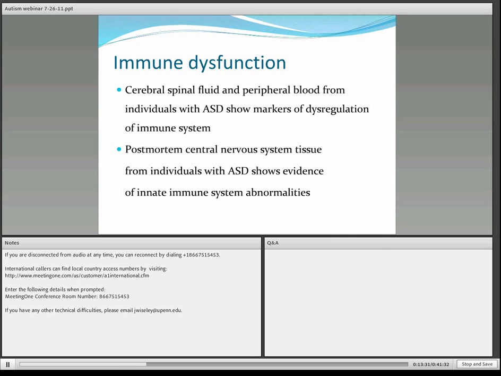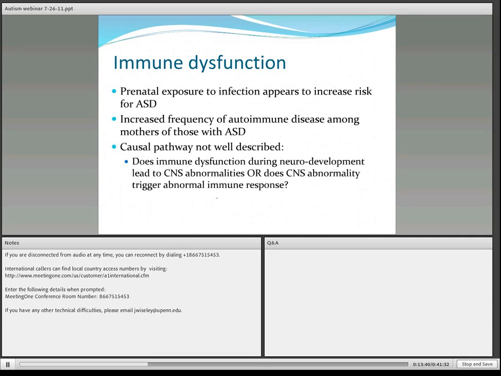When we look epidemiologically, we see some confirmation of these findings. First of all, we see that prenatal exposure to infection, so an infection in the mom while she's pregnant, confers an increased risk for autism to that child. We also know that there is an increased frequency of autoimmune disease among mothers of children with autism spectrum disorders. So again, we have both biological data and epidemiologic data supporting immune dysfunction and immune factors as an important causal pathway in autism. What we don't know is which direction the pathway goes.